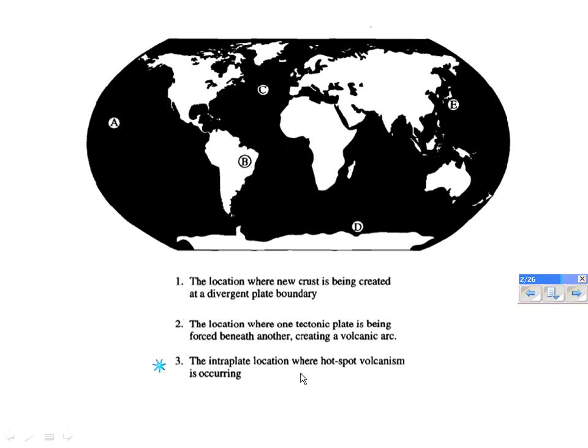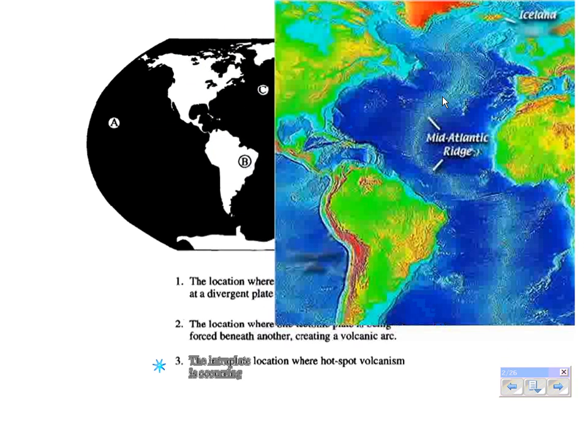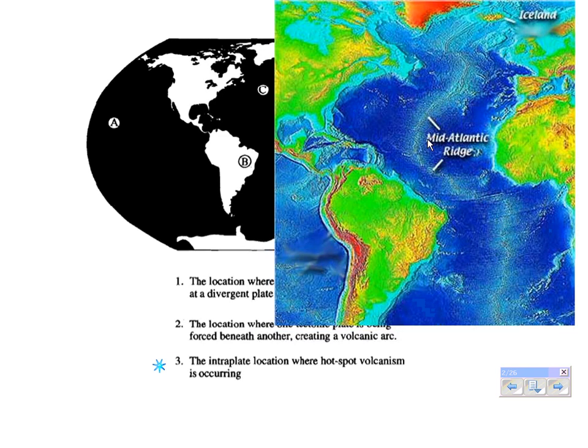And number three, the intraplate location where hotspot volcanism is occurring. Intraplate means in the middle of a plate, not a plate boundary. And the answer is A, which is representing the Hawaiian Islands. So here we have our mid-Atlantic ridge. This is at a divergent boundary where our plates are moving apart. And so we have hot magma that is coming up from within the earth, making this ridge.